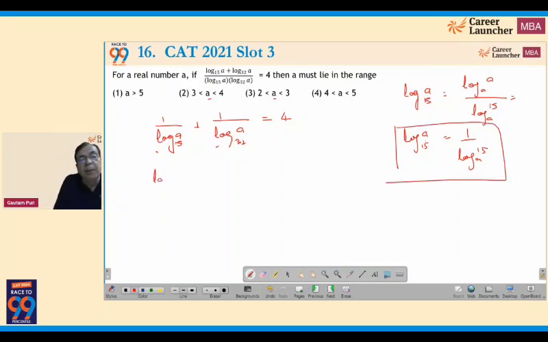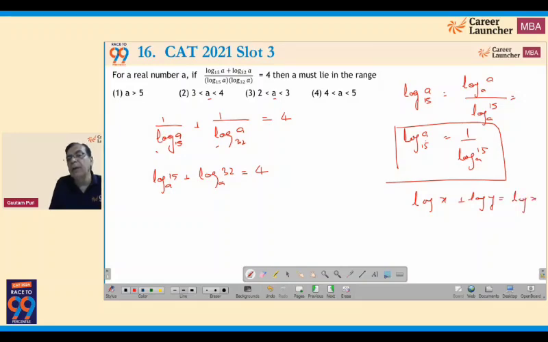So, what does this become? This will become log of 15 base a plus log of 32 base a is equal to 4. Now, the other thing is log of x plus log of y will be equal to log of xy. So that means this is nothing but log base a of 15 into 32 is equal to 4. So I can say a to power 4 is equal to 15 into 32. How much does it become? 15 into 32 is 320 plus 160, 480.